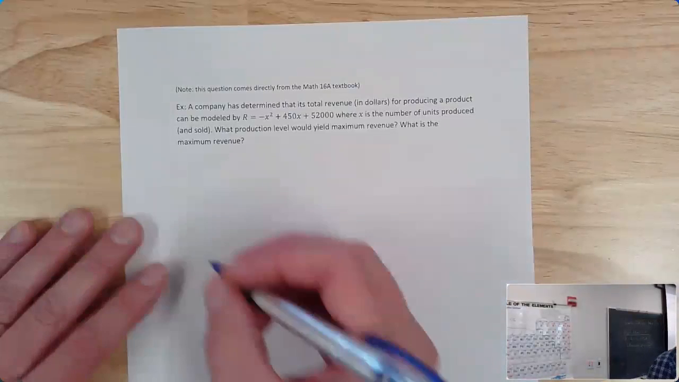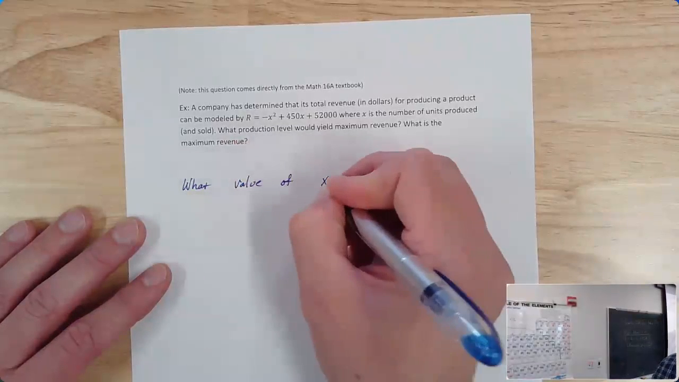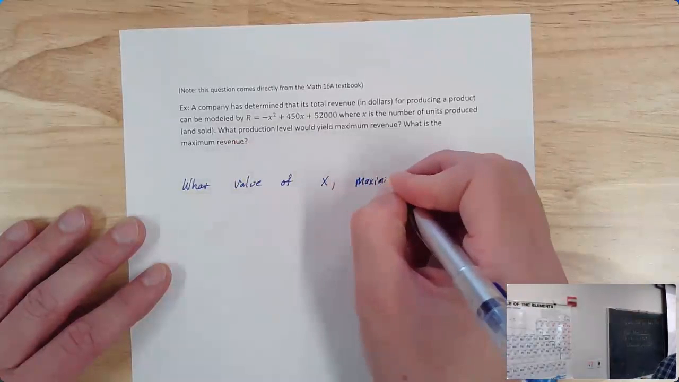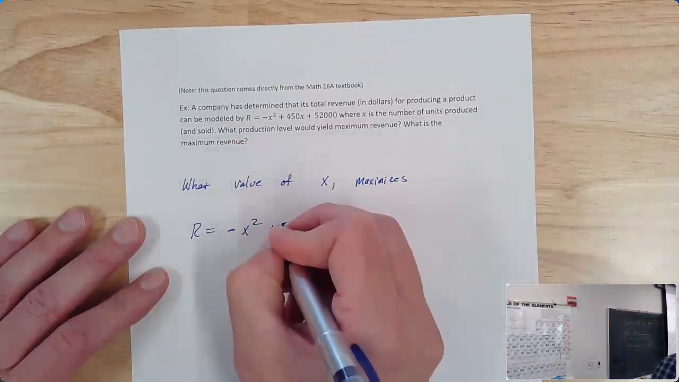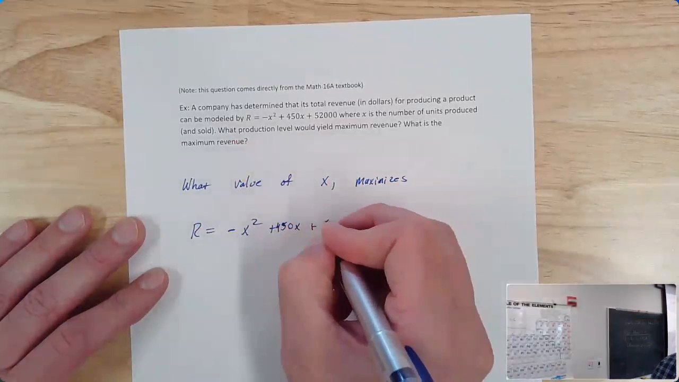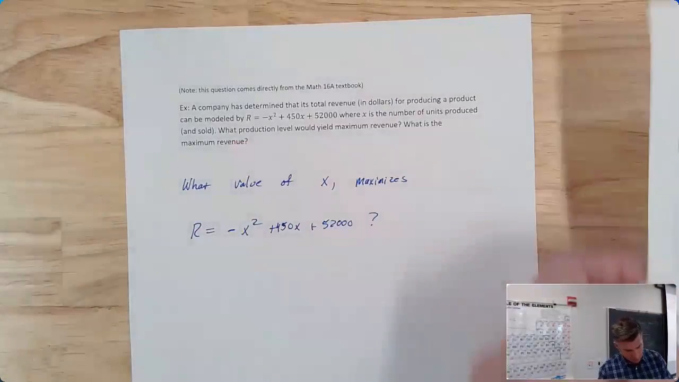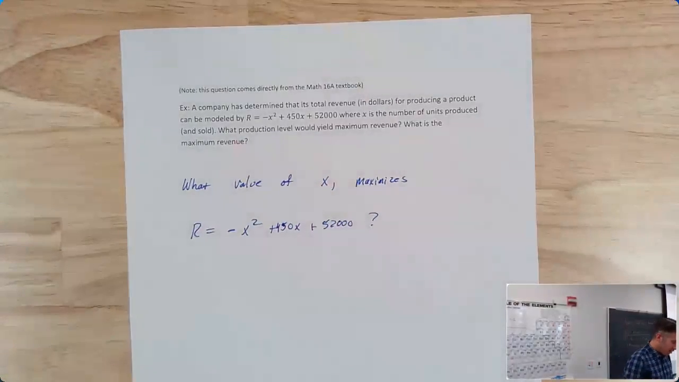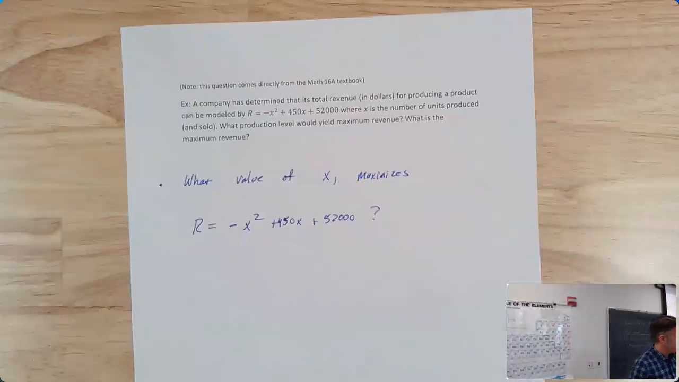So we're being asked to find out what value of x maximizes this function, r equal to -x squared plus 450x plus 52,000. Make sure I'm not skipping anything important here. There isn't a constraint, right? We don't have any second piece of information. We already have the function we need, and it's in terms of a single variable, so we're good to go. Sometimes we're lucky that way.